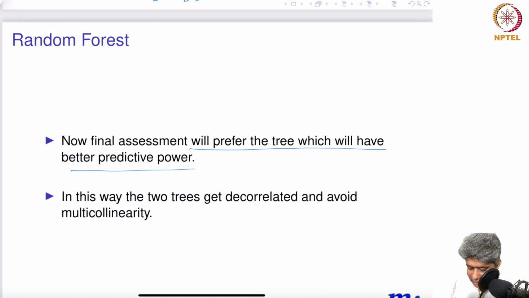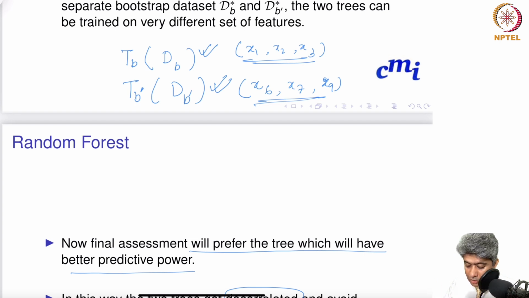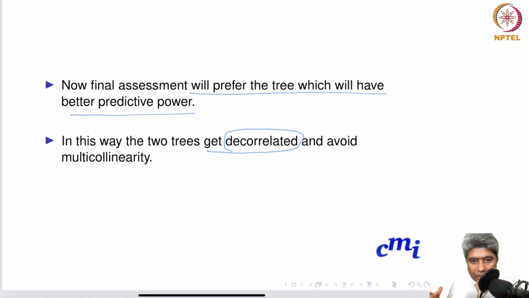the two trees get decorrelated, because here maybe you are taking the features x1, x2 and x3, whereas here you are building the tree based on x6, x7, x9. I'm just throwing out numbers. But you can see these sets of features are completely different. As a result, in the final prediction the features get decorrelated and avoid multicollinearity. So this is an interesting feature I found.